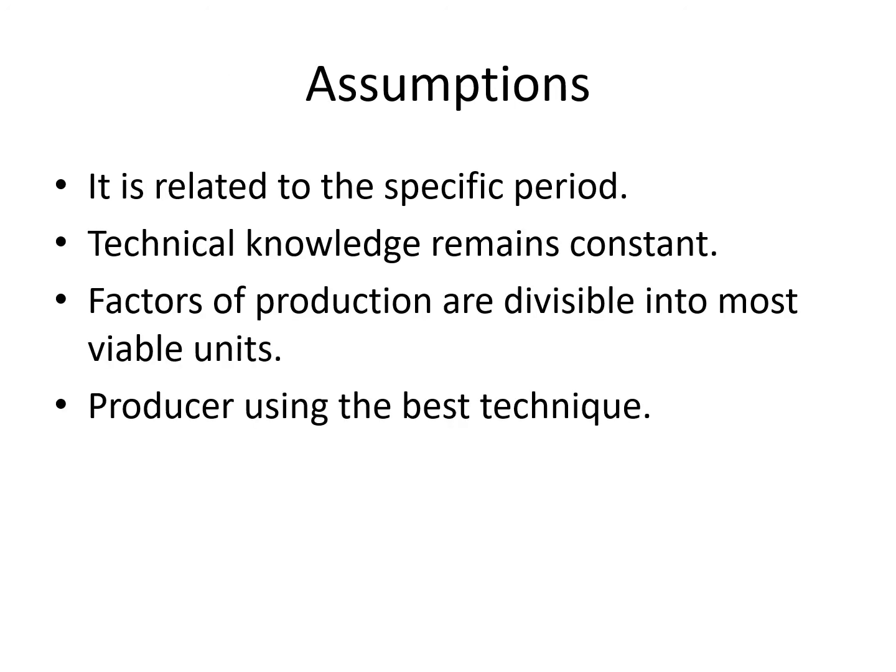Assumptions of production function. It is related to a specific period. Technical knowledge remains constant. Factors of production are divisible into most viable units and the producer uses the best technique. That is, this production function is related to a specific period, and whatever technical knowledge you are considering remains constant. The inputs are divisible into most viable units and the producer uses the best technique where there is a lot of scope for efficiency, thus aiming to produce optimum level of output by optimum utilization of available resources.